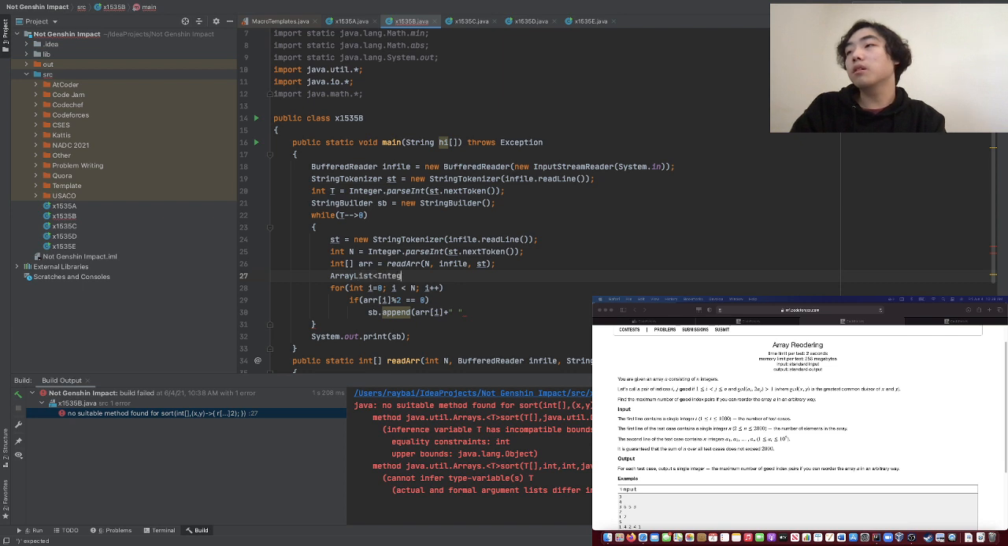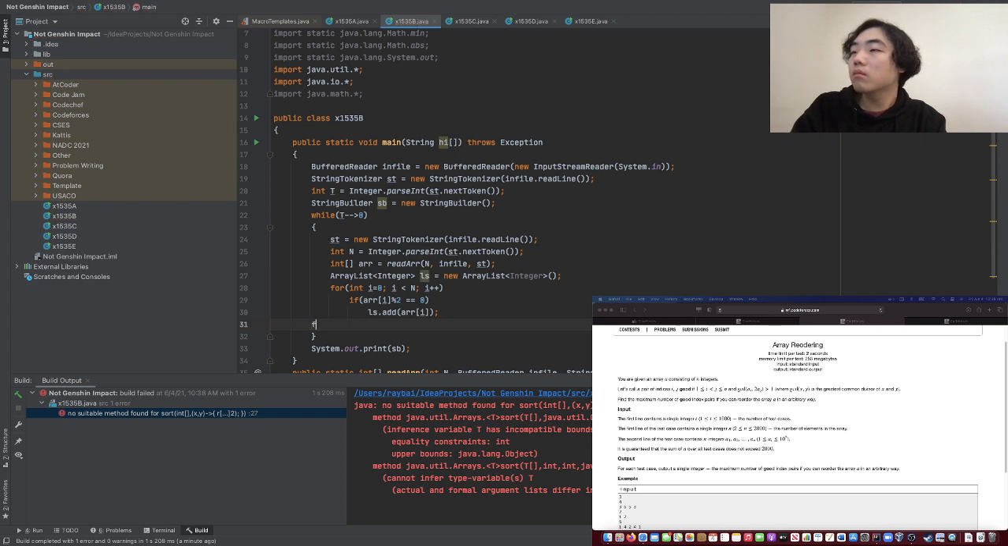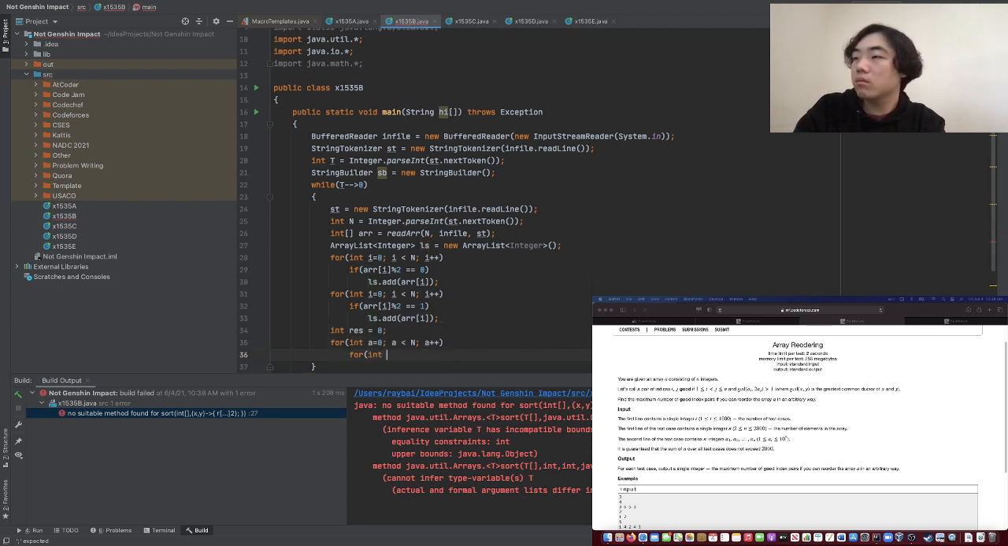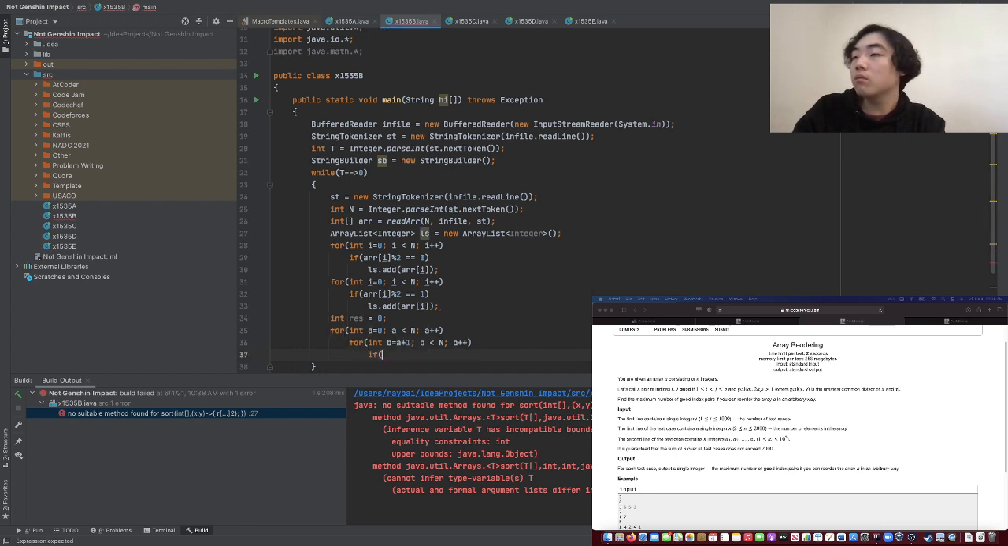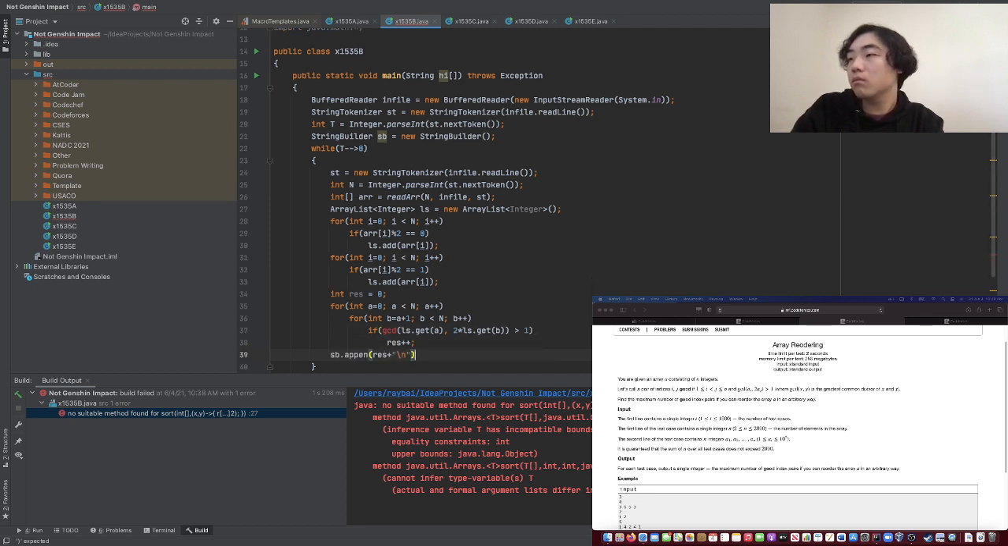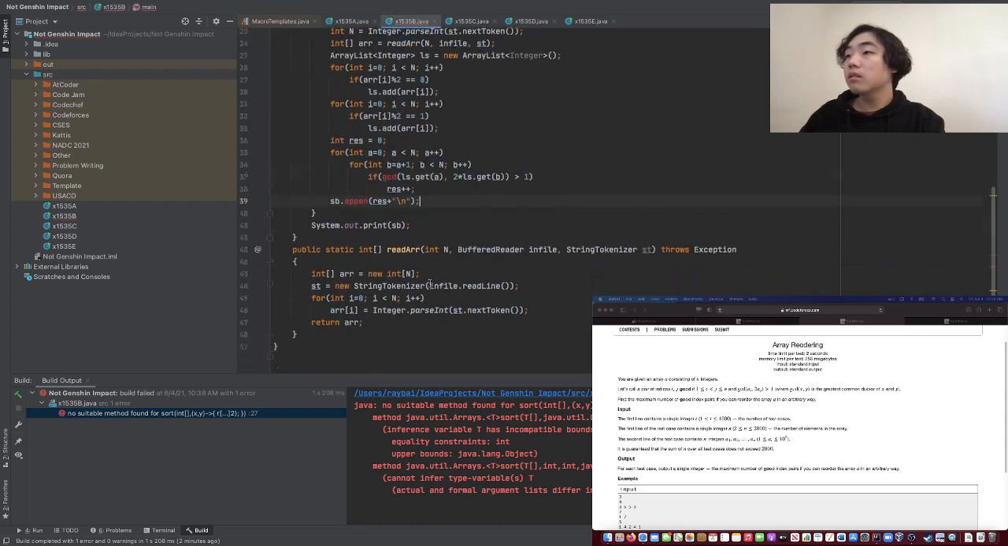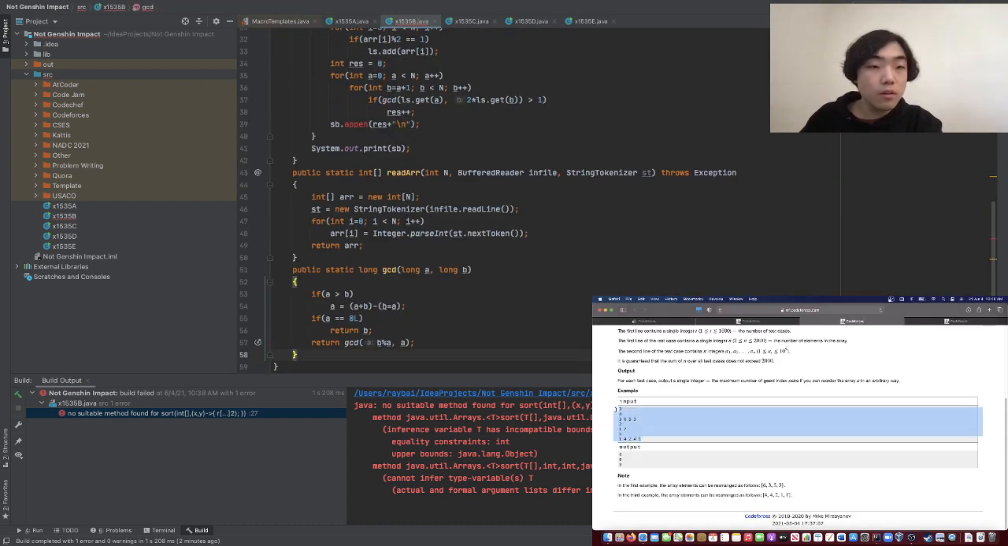Oh, we have to count the pairs themselves, I see. GCD formula.